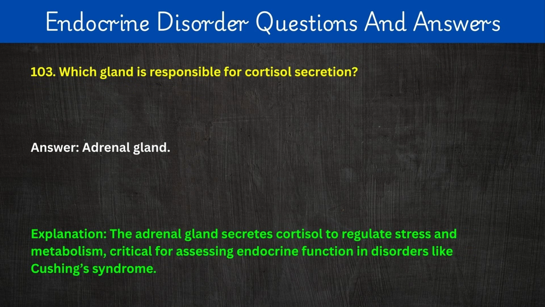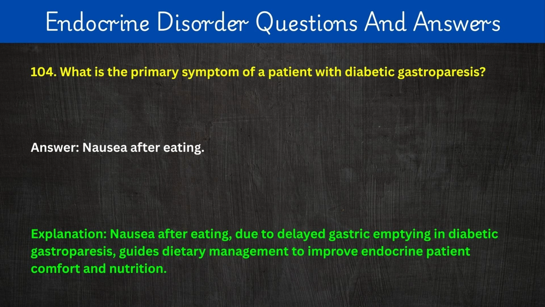103. Which gland is responsible for cortisol secretion? Answer: adrenal gland. Explanation: the adrenal gland secretes cortisol to regulate stress and metabolism, critical for assessing endocrine function in disorders like Cushing's syndrome.